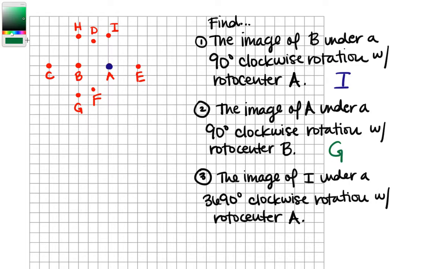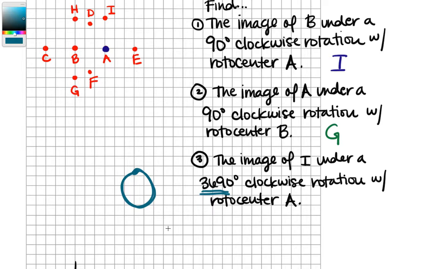And the last one, we want to find the image of I under a 3,690-degree clockwise rotation with rotocenter A. That sounds very complicated. But remember, 360 degrees clockwise, well, that's just going in a whole circle. If you rotate 360 degrees clockwise, you end up right back where you were. So what we can do is break it into a multiple of 360 and then something else.